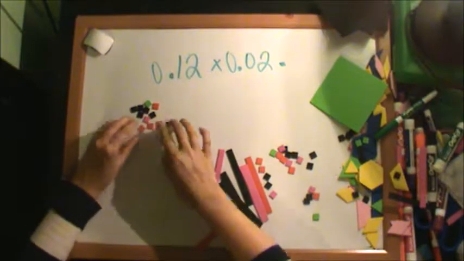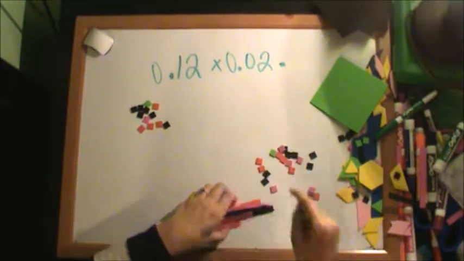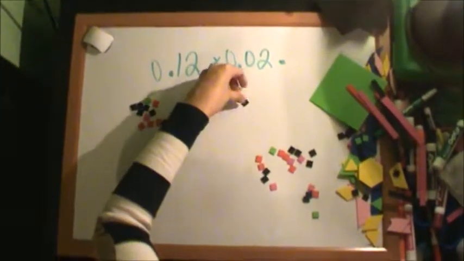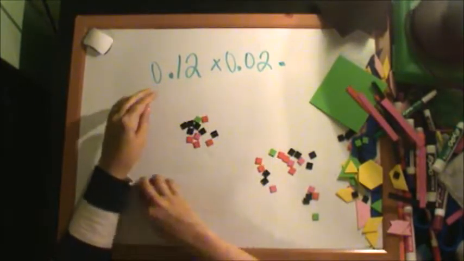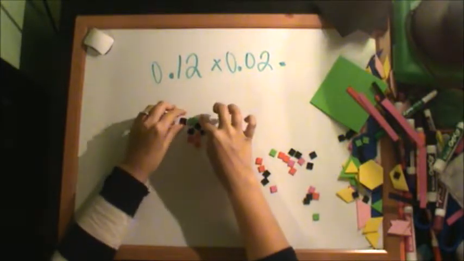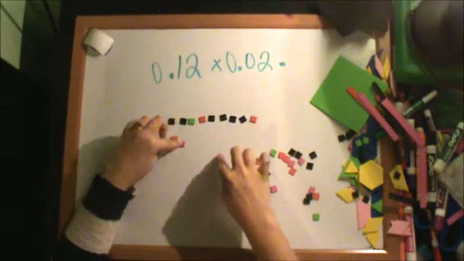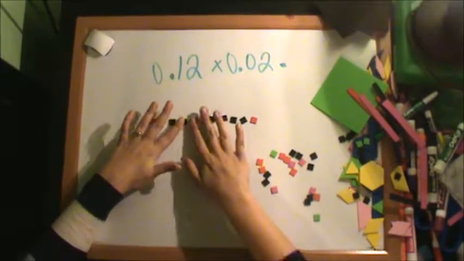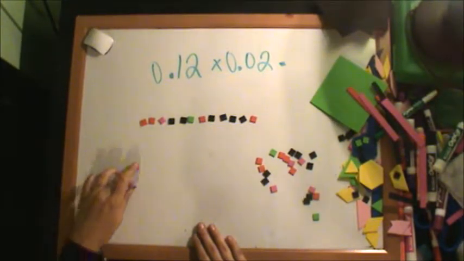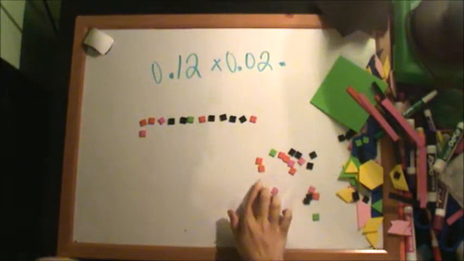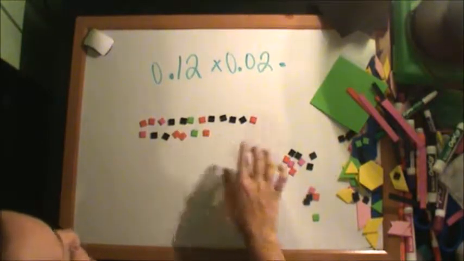Okay, so now I have 12 hundredths. Okay, so now this one is 2 hundredths. So I'm going to put my 2 hundredths there. So now you're just going to do it like you would do an array in school. So here's 4, 5, 6, 7, 8, 9, 10, 11, 12. And we're going to do it times 2 hundredths. So there's my 2.